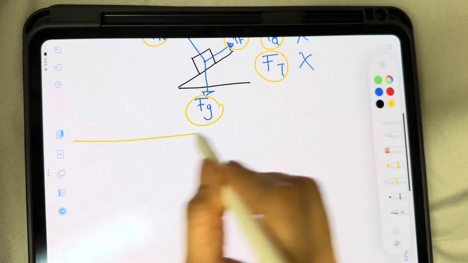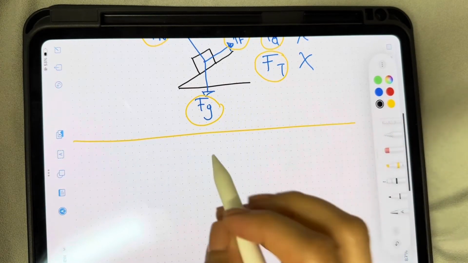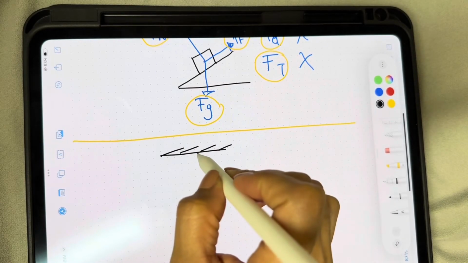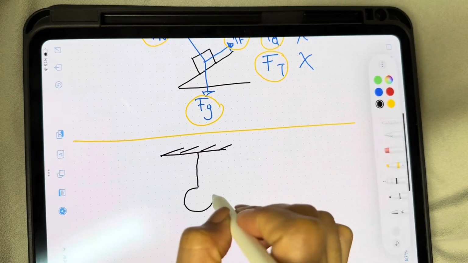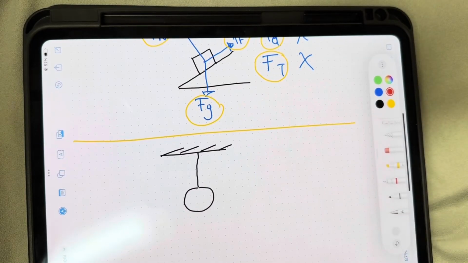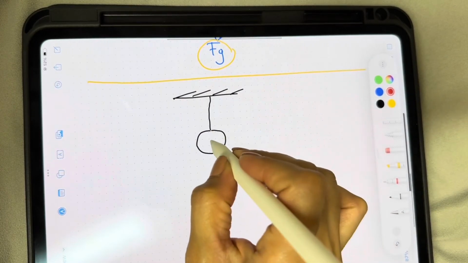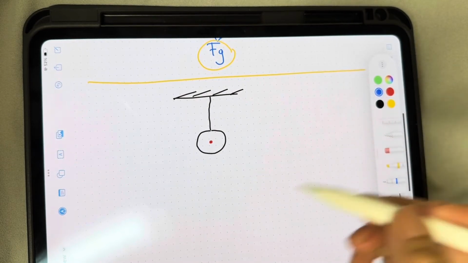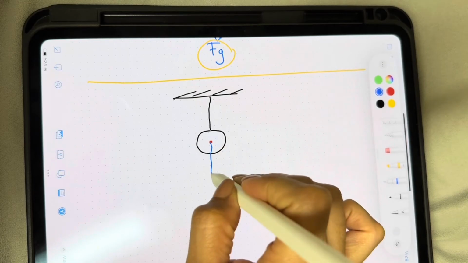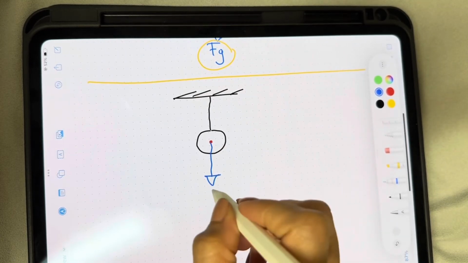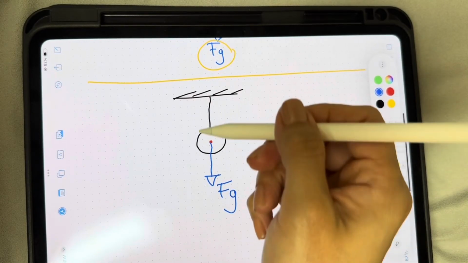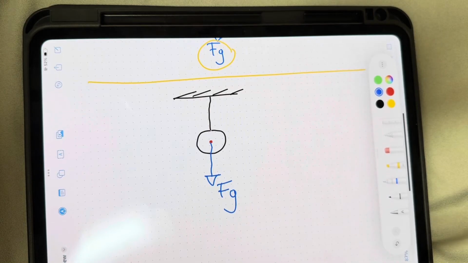So what if you have the ceiling? This is how I represent the ceiling. There is a string right here, and there is a pendulum right here. Okay, let's do it again. So step number 1 is drawing the dot in the center, and then you start putting all the other forces here. The first force you want to represent is weight, or the force due to gravity. Remember, it always points towards the center of the planet, or downwards.